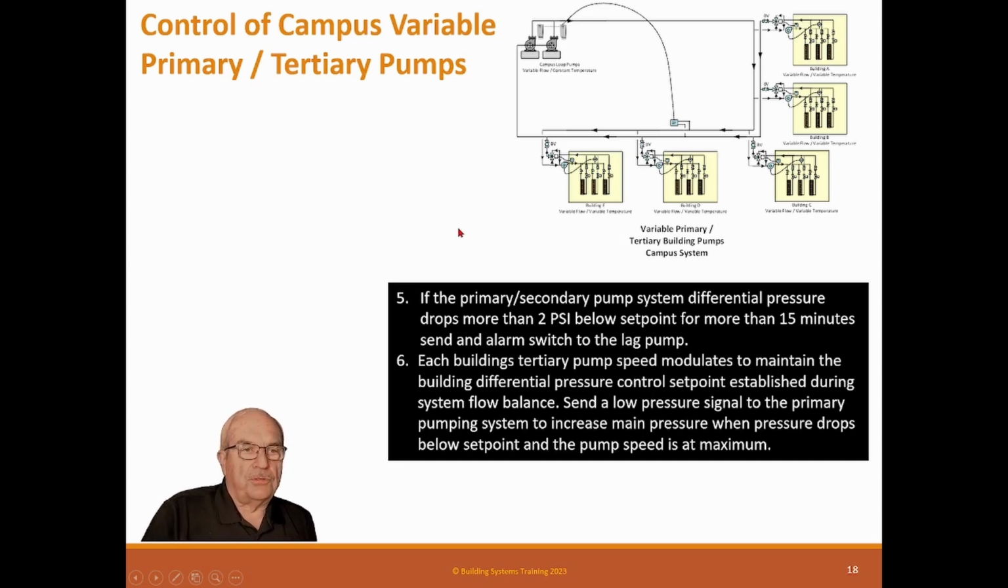Each building tertiary pump speed modulates to maintain the building differential pressure control set point established during the system flow balance. Send a low pressure signal to the primary pumping system to increase main pressure when pressure drops below set point and the pump speed is at maximum. So if this pump doesn't have enough water, it's going to send a signal saying, I need more water.